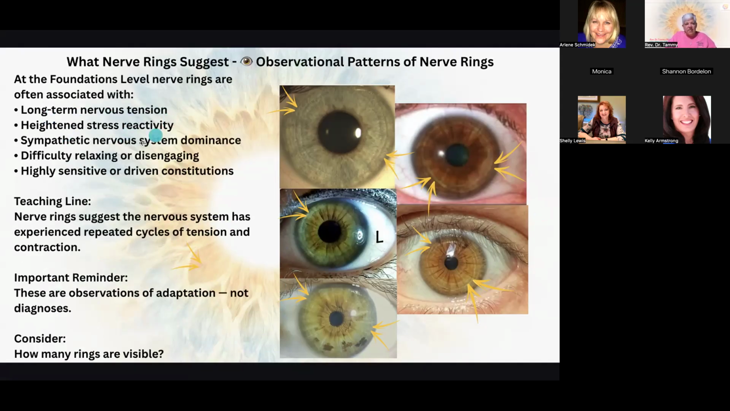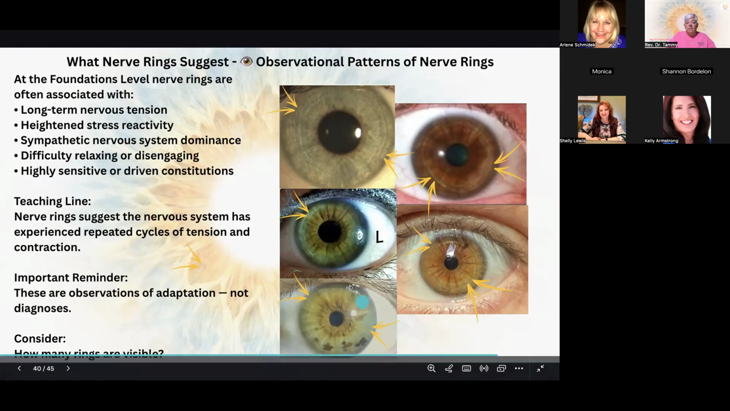So long-term nervous tension, heightened stress reactivity, sympathetic nervous system dominance, difficulty relaxing or disengaging, highly sensitive or driven constitutions. So what it's teaching us is these nerve rings suggest the nervous system has experienced repeated cycles of tension and contraction. These are observations, again, not diagnosis. So how many rings are visible? Those are the things you want to look at when you're taking your assessment. How many rings? This one's got a ton. This one up here's got a ton. These, I mean, there's some, but these aren't holding in as much stress as these two people are.